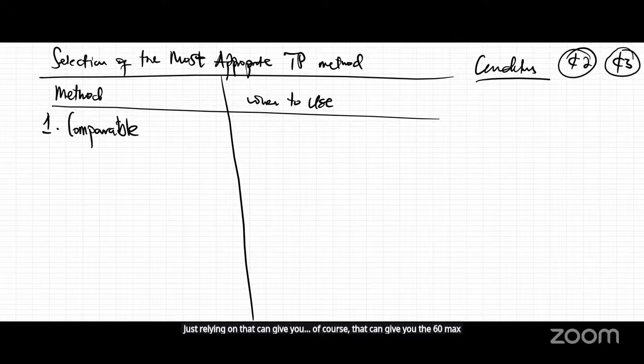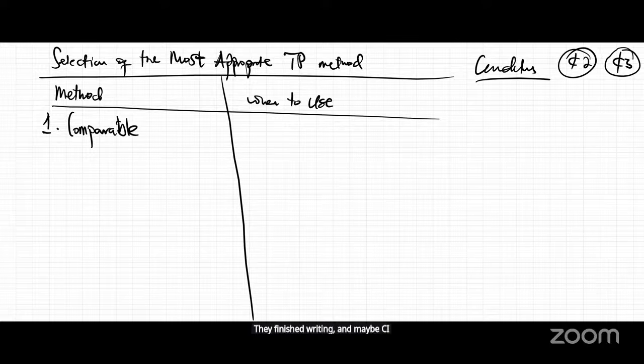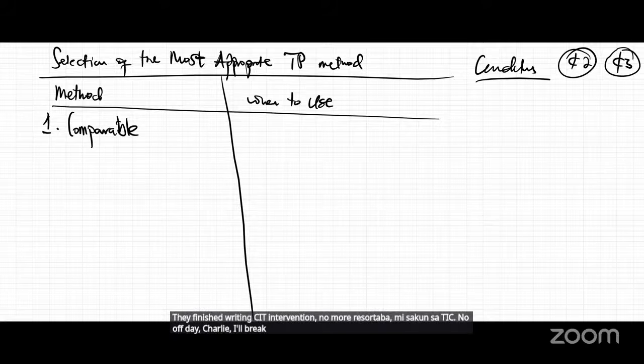You beg. I'm also human, no. I've broken down. So today after this, my last one. Because if I break down, I'm human. I also have my limits. And Monday, I'm also starting ICA class again. I haven't rested. Just after their results, they finish writing now, maybe a CIT intervention. No more results about me, start ICA. No off day. I'll break down. So I need to take it easy.